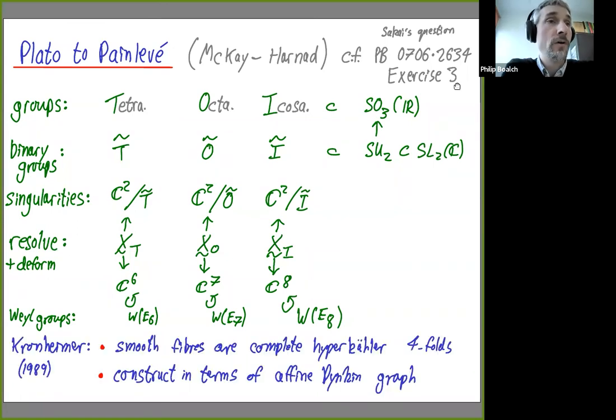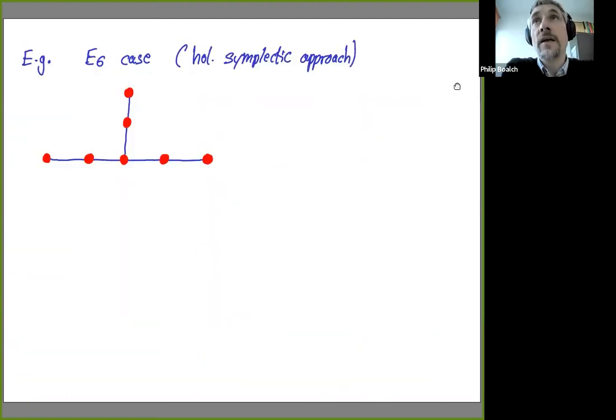And Kronheimer proved in 1989 that the smooth fibers have complete hyperkähler metrics. You can construct these as a hyperkähler quotient built out of the affine Dynkin graph. These were later generalized to become the Nakajima quiver varieties. If you don't know the story, let me just sketch the complex symplectic, or holomorphic symplectic, approach.